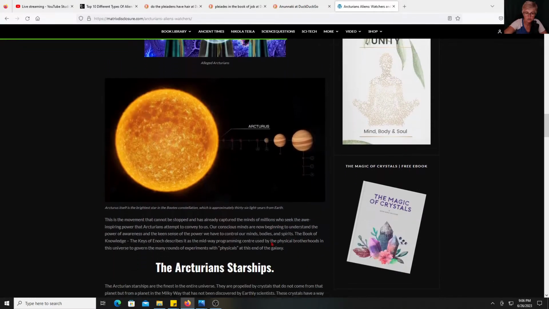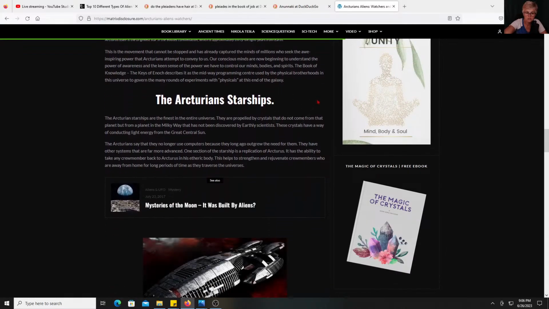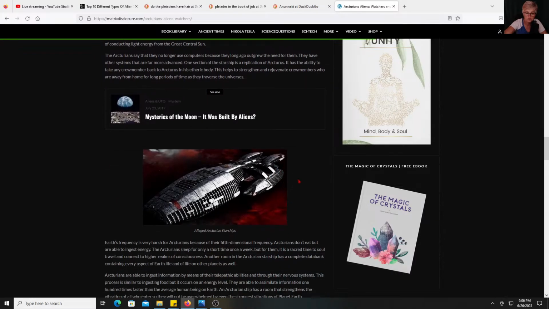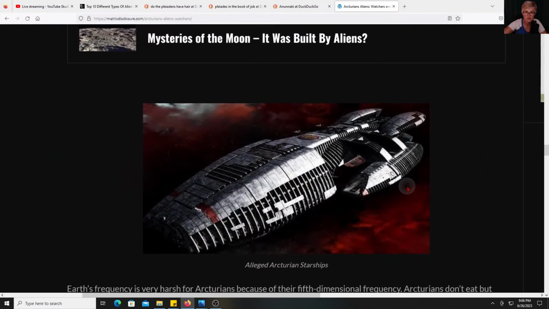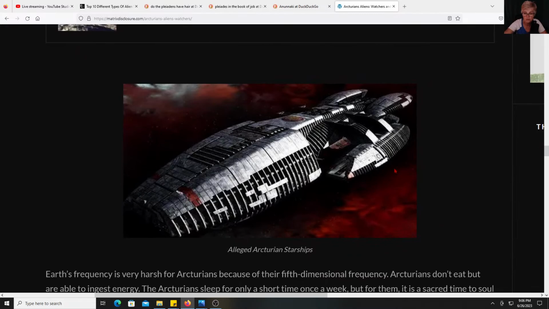People channel Arcturus, starships, Arcturian starships. Okay, well, we like to know what an Arcturian starship looks like. In case we ever see it landing in the sky, we want to know what an Arcturian starship looks like. So it would be nice to know.